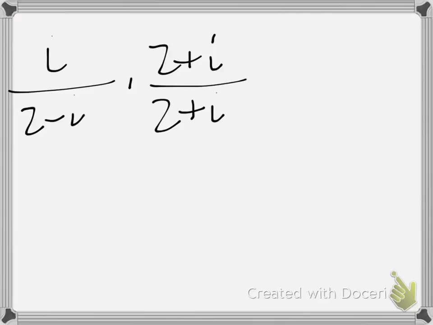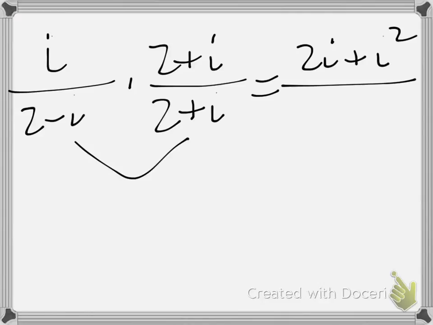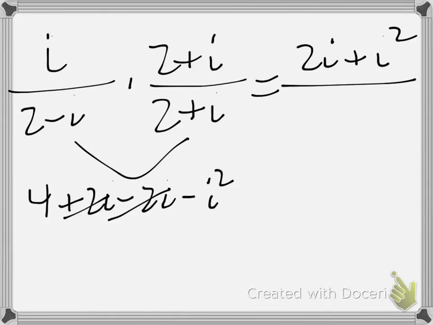Well, all you're going to do is multiply. So you're going to do i times 2, which is 2i. i times i is plus i squared. We'll reduce this all out in a second. Here, I get 4 plus 2i minus 2i minus i squared. As you can see, the middle terms cancel out, and you're left with 4 minus i squared.